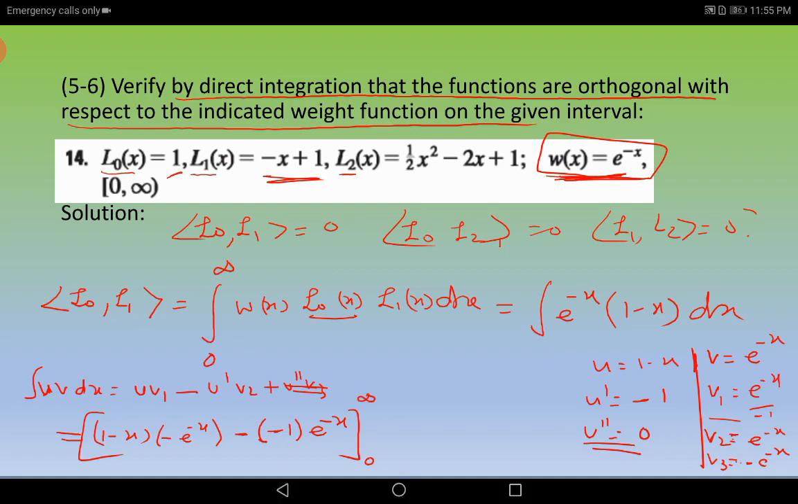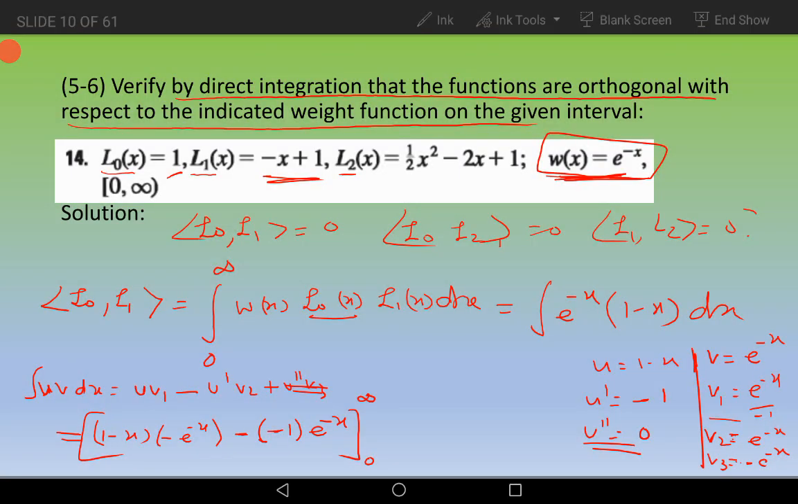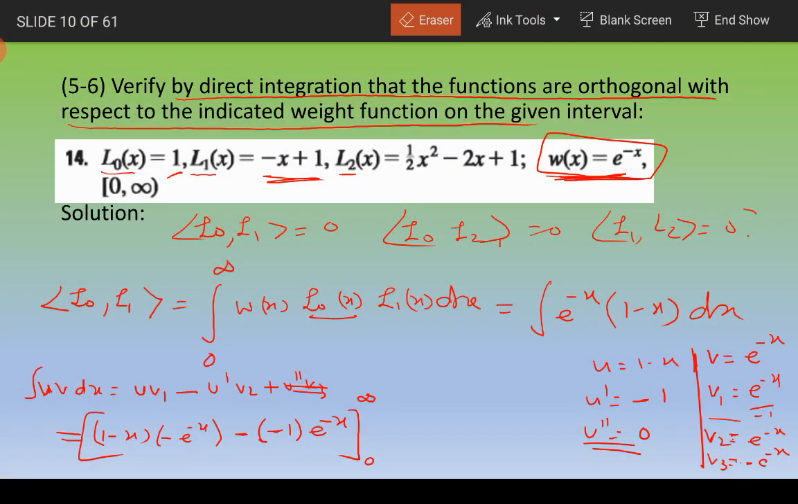Now I erase some part to find some place. I'll just erase this part. I want space to complete this problem. Okay, then we finish here.